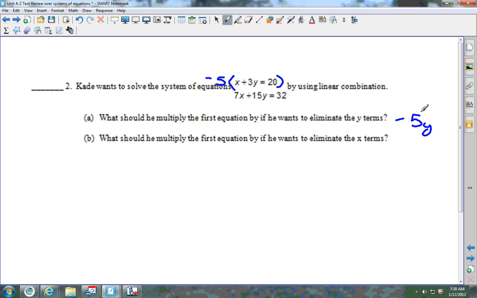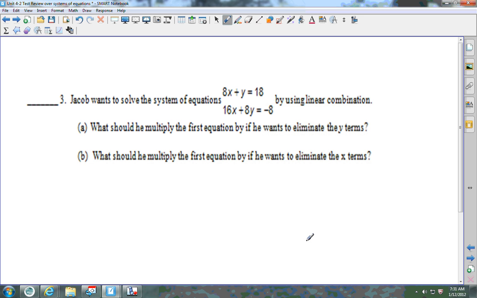Now see, I wrote negative 5y, and that's what I saw a lot of times on people's tests. You don't put the y, just that number, negative 5. Okay, so now the next question says, what should he multiply the first equation by if he wants to eliminate the x term? So looking at these x's, what number needs to be up here? This is a 7. I need that number up there to be a 7. Problem is, both of them again are positive. I need this one to be negative. So I'd multiply by a negative 7.